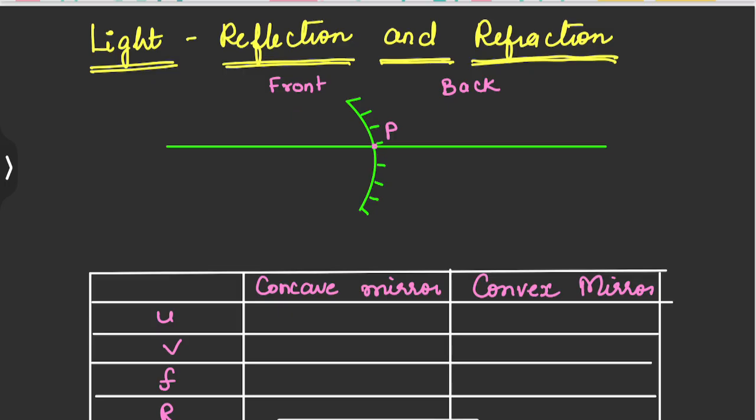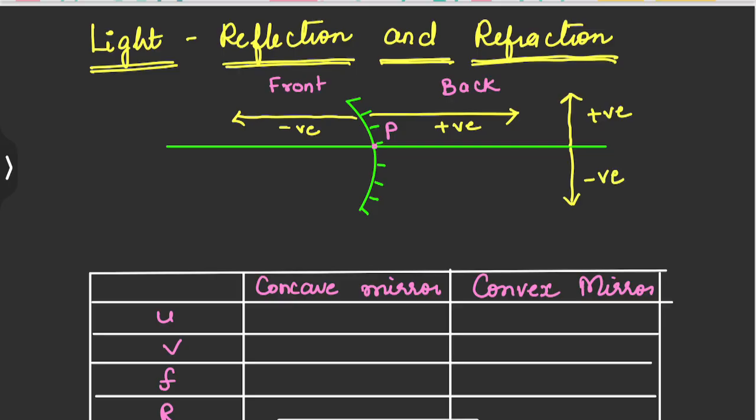Now if you place anything in front of the mirror, you have to write a negative sign. So if you are placing anything on this side, that is the front of the mirror, you will write a negative sign. If you are placing anything on the back side, you will write a positive sign. And if you want to measure the height from this line upward, then the sign will be positive. If it is downward, then it is negative. So these are the signs you have to remember.